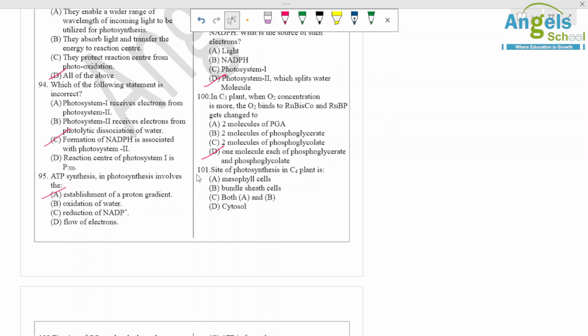Next question 101. Site of photosynthesis in C4 plant is mesophyll cell, bundle sheath cells, both A and B, and cytosol. So the answer is mesophyll and bundle sheath cells, means option C is correct, both A and B for C4 plant.